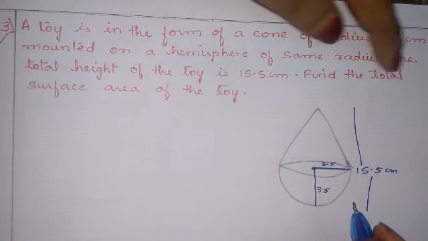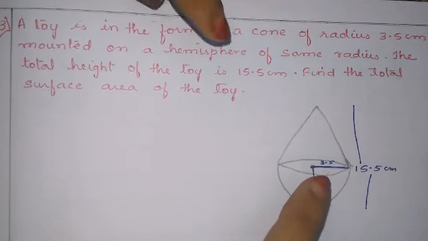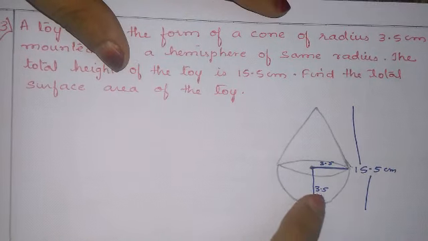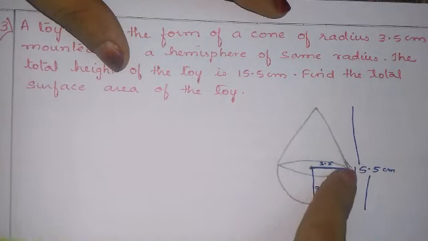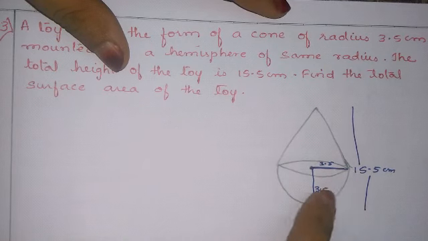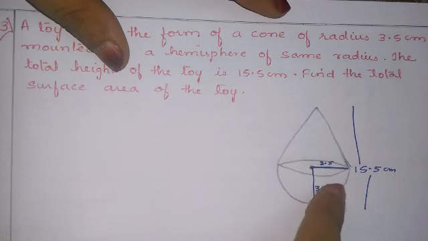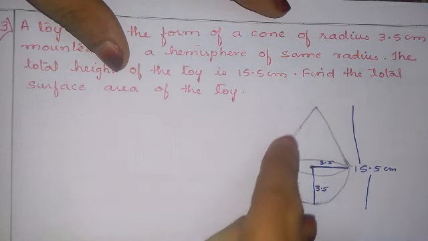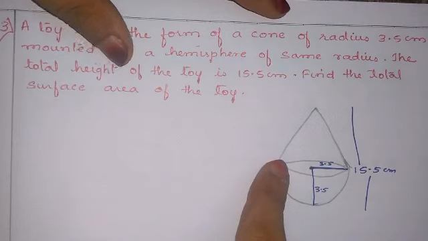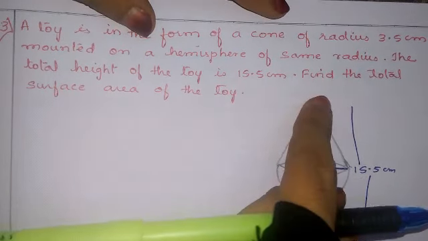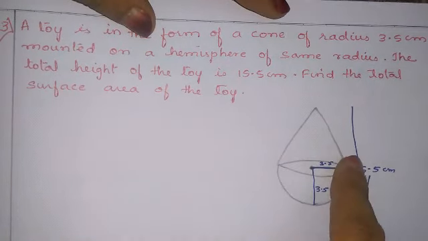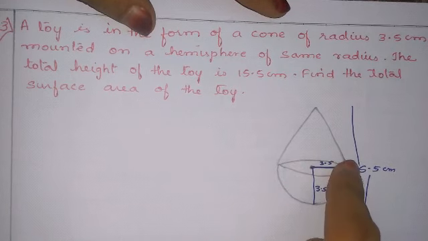Now we have to find the total surface area. To find the total surface area, we need to know the outer side. If we see this, for the total surface area we get only the outer part of the hemisphere, that is the CSA of the hemisphere, plus the cone also only the outer part. That is the total surface area of the toy. So we need the CSA of the cone plus the CSA of the hemisphere.